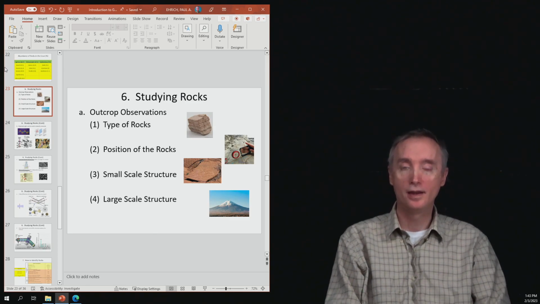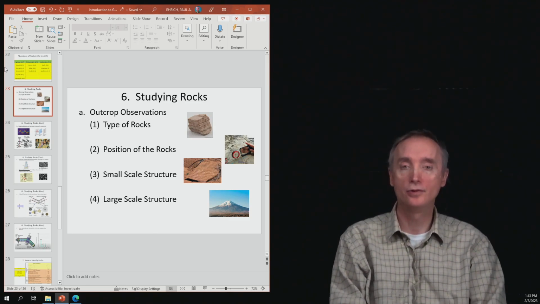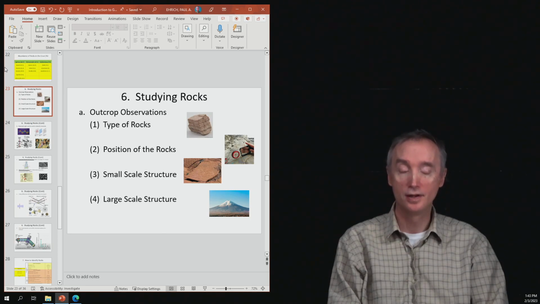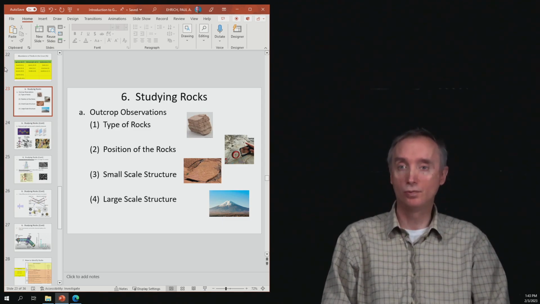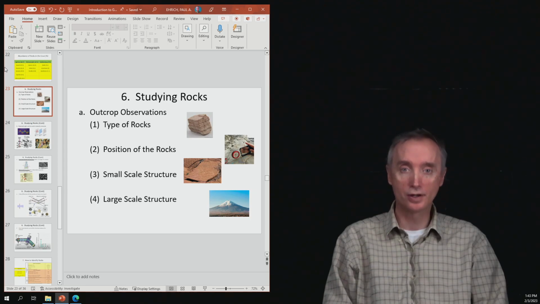Okay, I'm back, and now we want to talk about how do geologists study rocks. Well, they study rocks in the field, and then they study rocks in the laboratory. So what would they be looking for when they're studying rocks in the field? Well, the first thing is, what kind of rocks are they looking at?